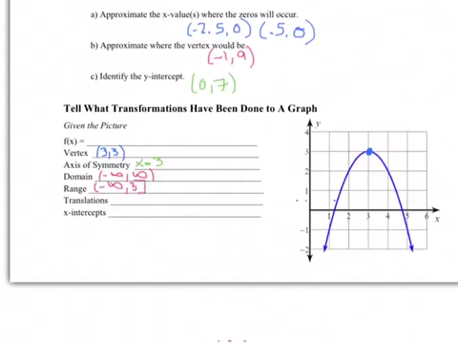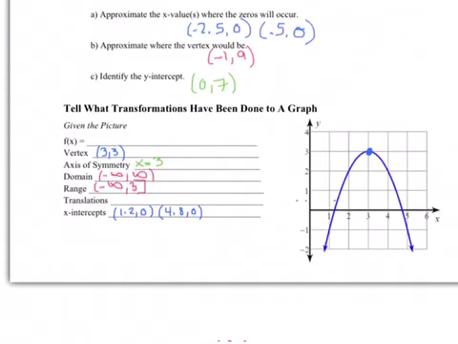Okay, and then I can also figure out my x-intercepts are somewhere in between 1 and 2. Now it looks to me like it's a little bit closer to 1, so I'm going to go with (1.2, 0), and then somewhere in between 4 and 5, a little bit closer to 5, so I'll go with (4.8, 0). If you wanted to say 4.7, you wouldn't be wrong, since we don't know exactly where that is.